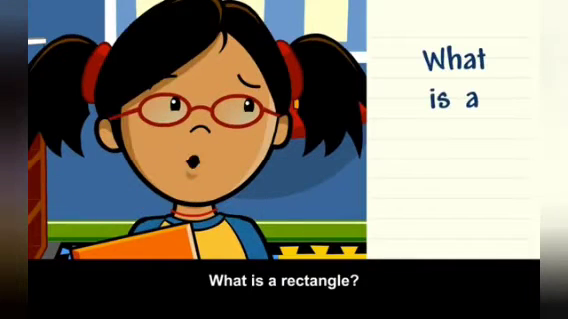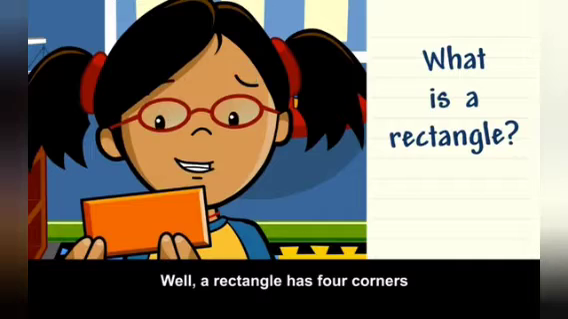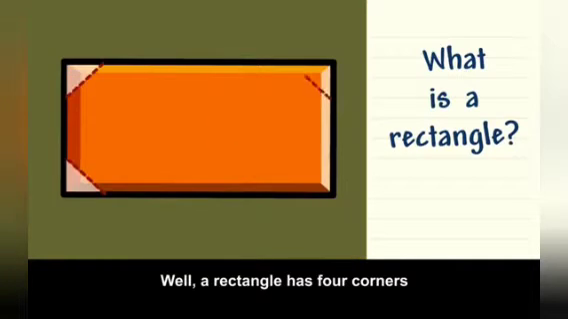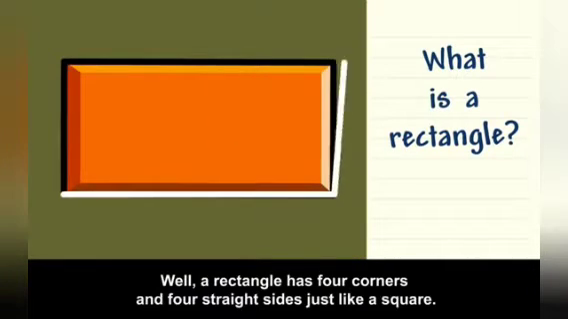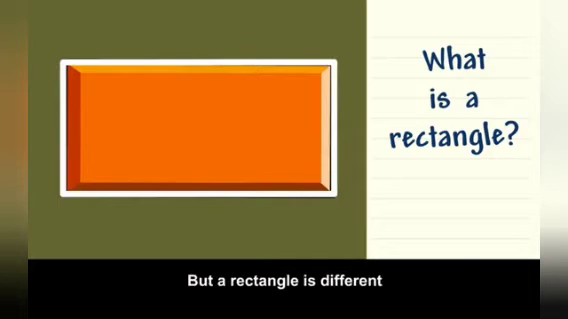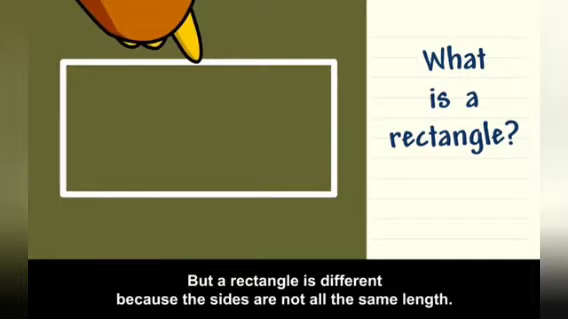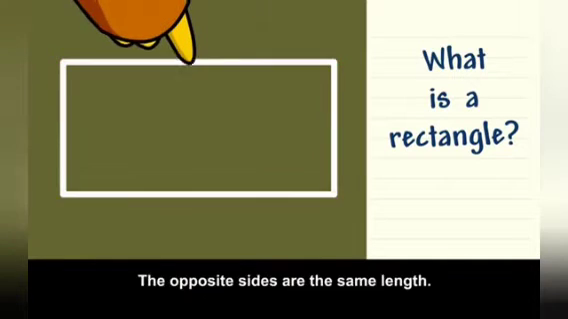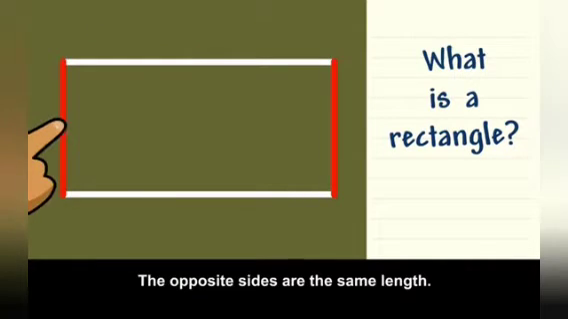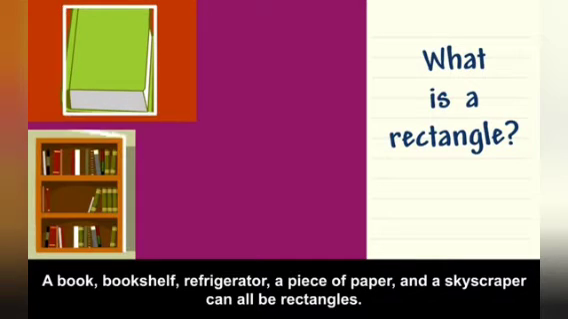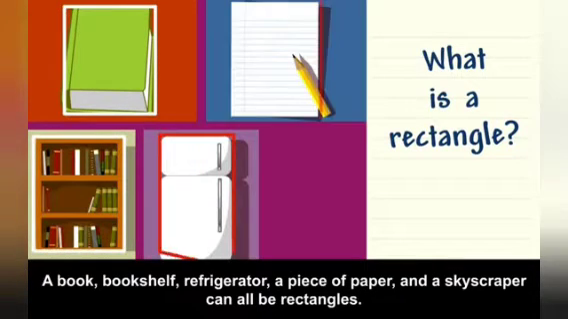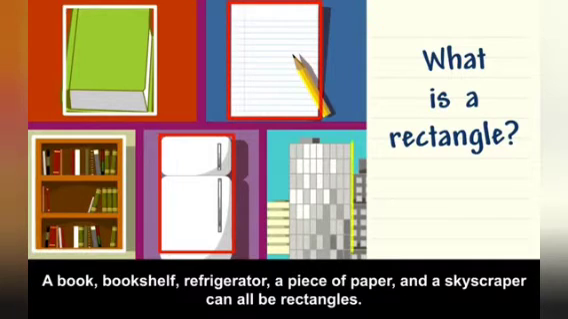What is a rectangle? Well, a rectangle has 4 corners and 4 straight sides, just like a square. But a rectangle is different because the sides are not all the same length. The opposite sides are the same length. A book, bookshelf, refrigerator, a piece of paper, and a skyscraper can all be rectangles.